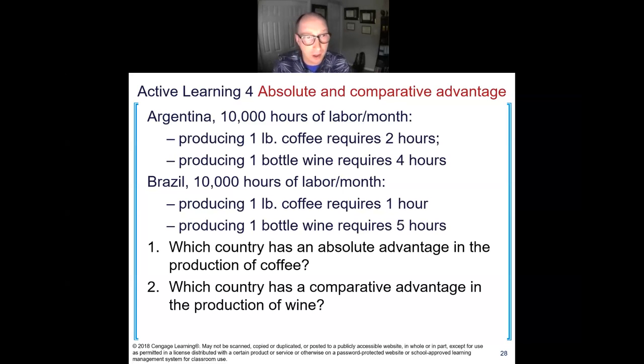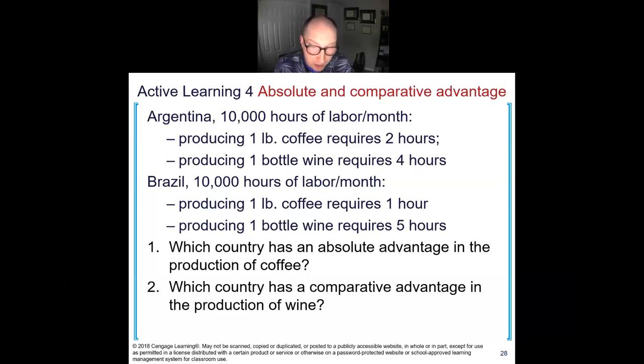What about other countries? So let's compare Argentina and Brazil. Argentina has 10,000 labor hours per month. Producing 1 pound of coffee requires 2 hours, and each bottle of wine requires 4 hours. In Brazil, they can produce 1 pound of coffee in only 1 hour, and a bottle of wine only requires 5 hours.